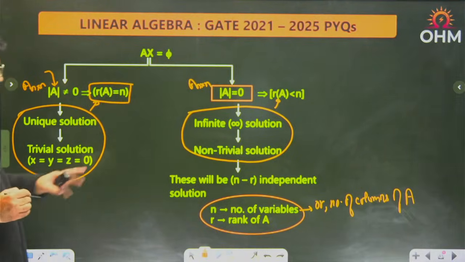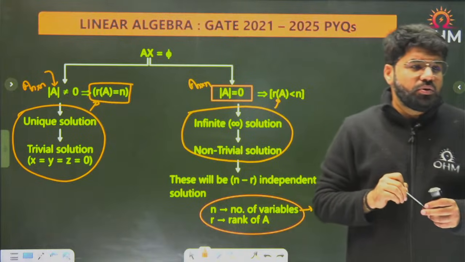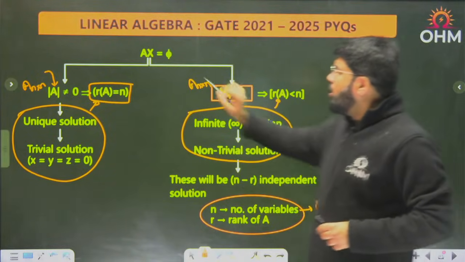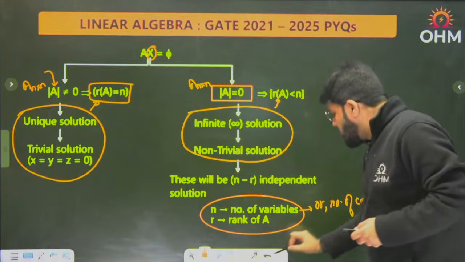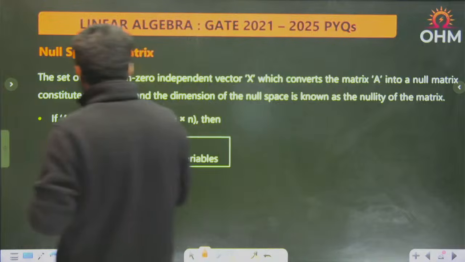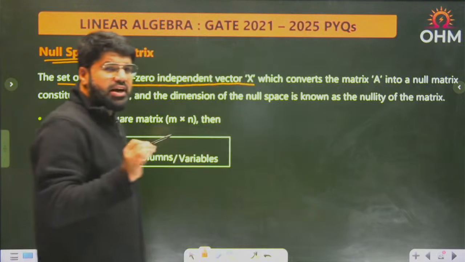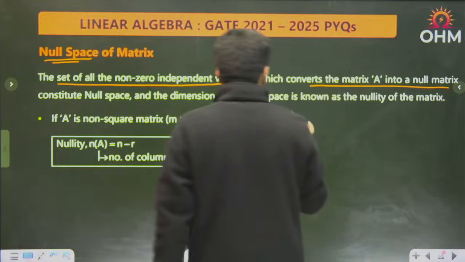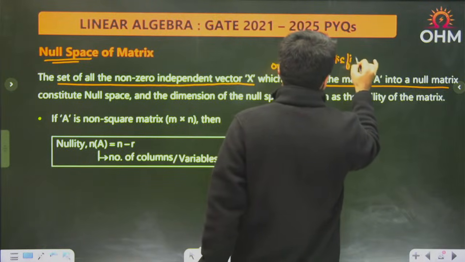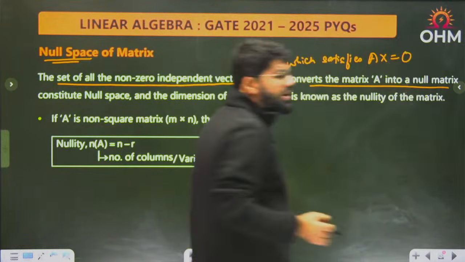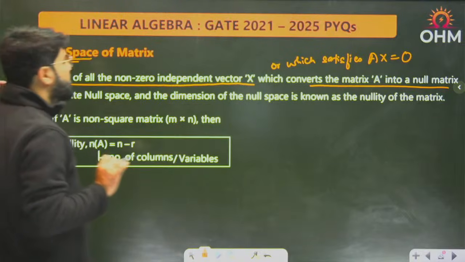Now as I am telling you, there will be n minus r independent solutions which satisfy AX equal to null, AX equal to 0. All these independent solutions x, which satisfy AX equal to null, are said to constitute the null space of the matrix. What is the meaning of null space? The set of all non-zero independent vectors which convert the matrix A into null. Or in simple language, those non-zero independent vectors x which satisfy AX equal to 0 are said to form the null space of the matrix.